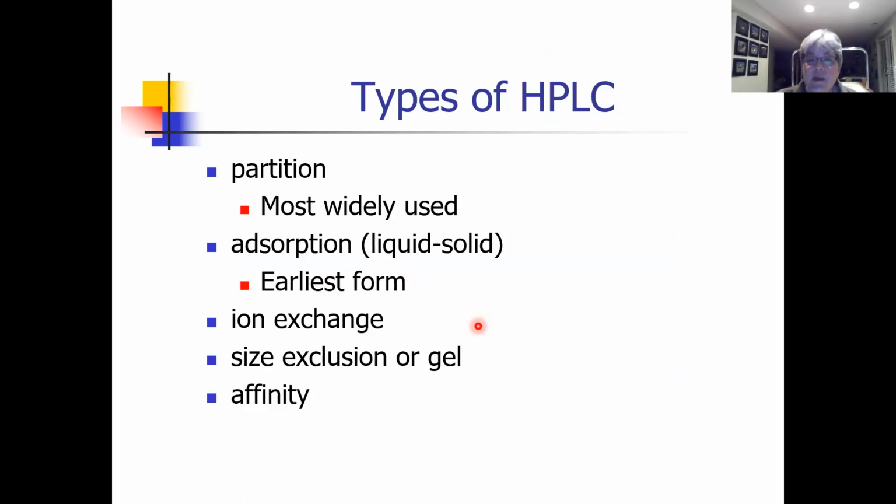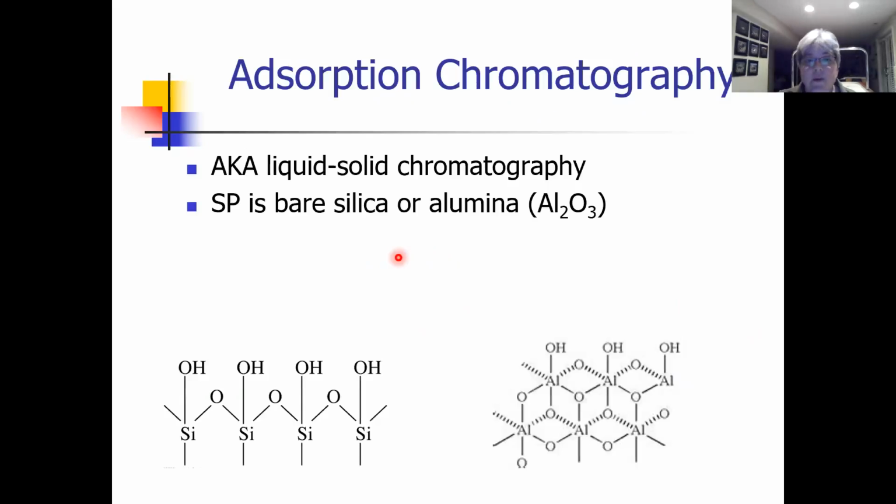All right, so the next one is absorption. This was actually the first kind of liquid chromatography. So this is where the stationary phase is a solid, and then the mobile phase is a liquid.